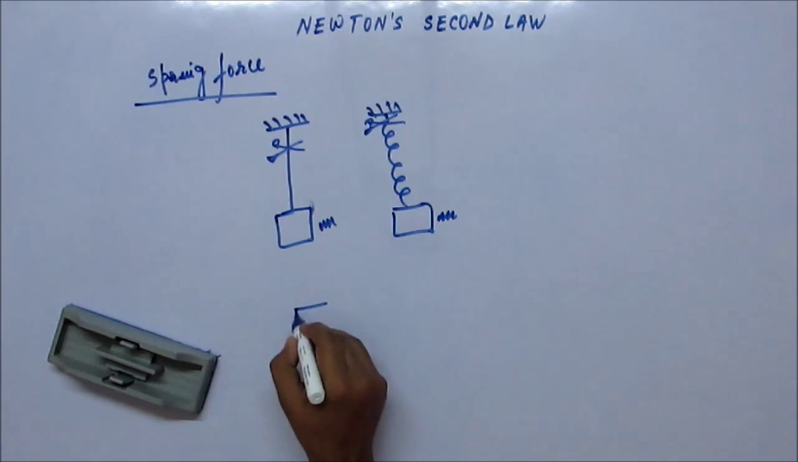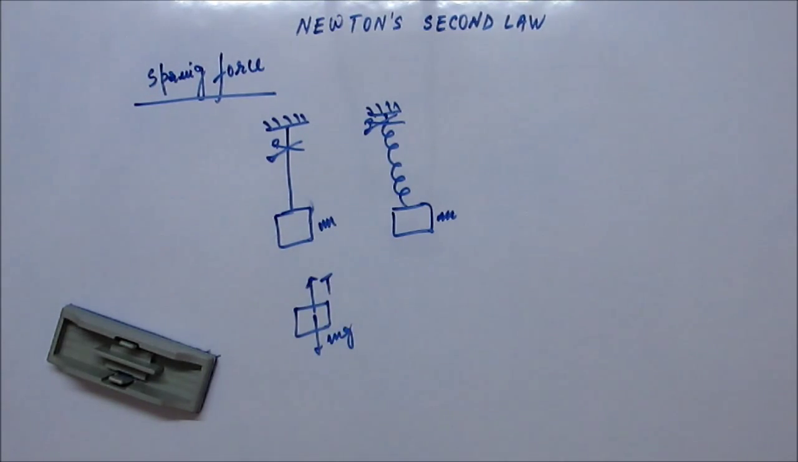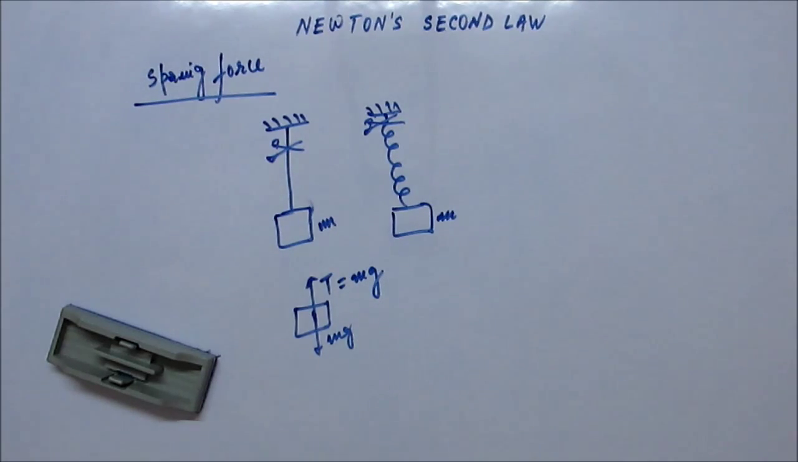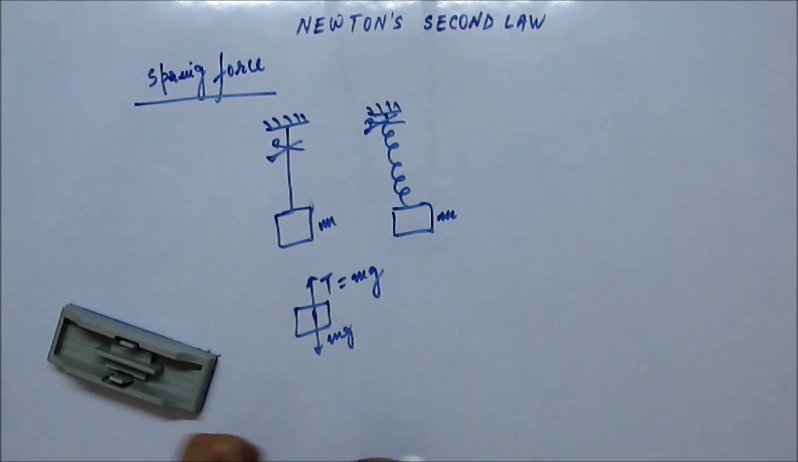Now let's analyze. Let's draw the FBD of this block. mg is acting downward and tension is acting upward. The body is stationary, so tension should be equal to mg in order to have static equilibrium. Now the moment it is cut, tension will vanish and become zero, and it will take no time for the tension to become zero. Because throughout our study we have assumed that the string is unstretchable. It cannot be stretched. If it cannot be stretched, then the molecules, the atoms, will not go far apart from each other.